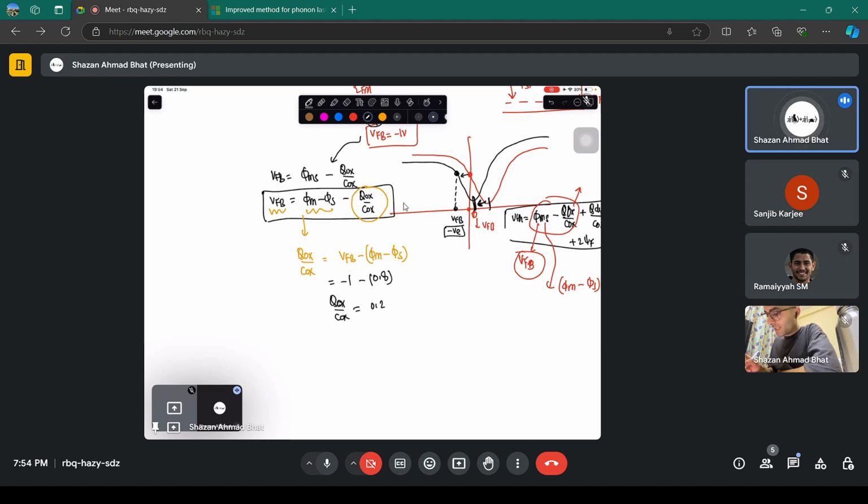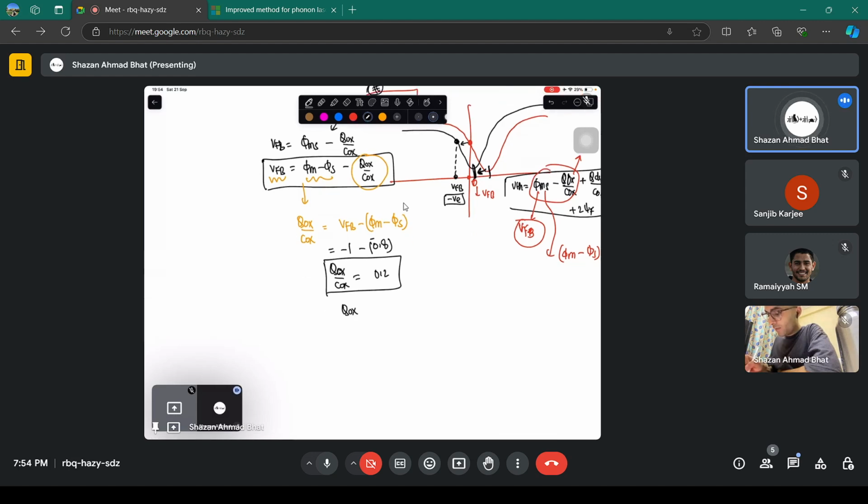I think I messed up with the signs. Phi m minus phi s: this will come out to be negative, and this will be 0.2. Yeah, so you will get Qox to be equivalent to 0.2 times Cox.